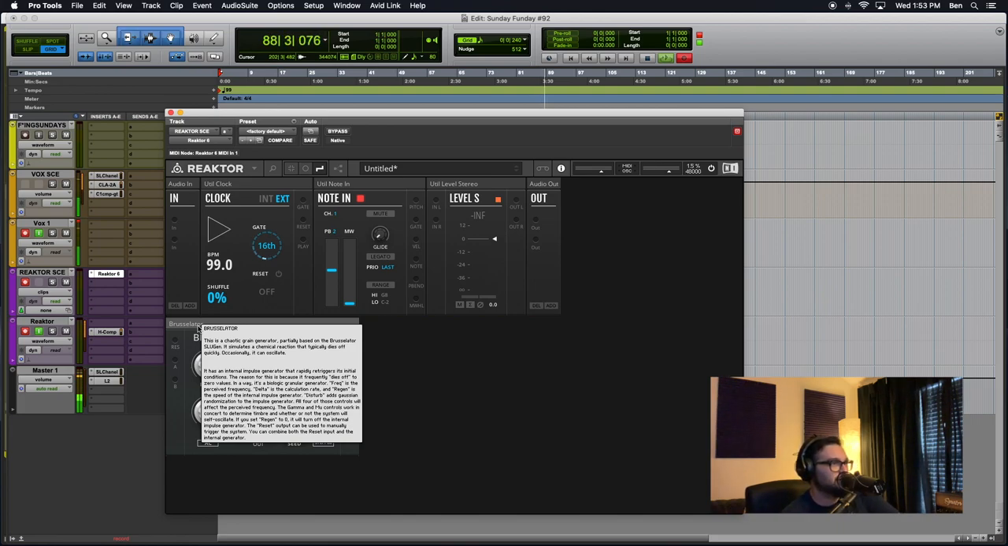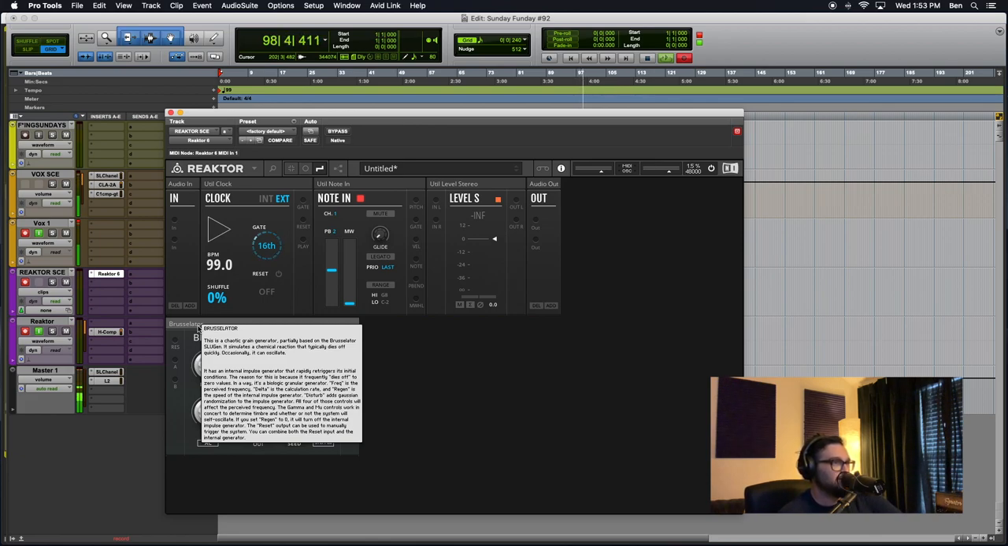Frequency is the perceived frequency. Delta is a calculation rate. Regen is the speed of the internal impulse. Disturb adds Gaussian randomization to the impulse. All four of these controls will affect the perceived frequency. The gamma and mu controls work in concert to determine timbre, and whether or not the system will self-oscillate.